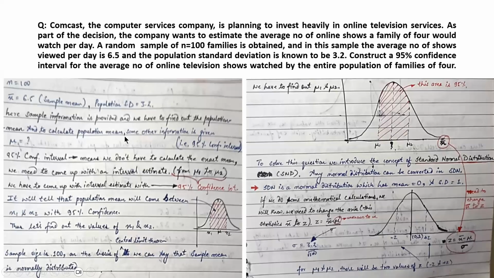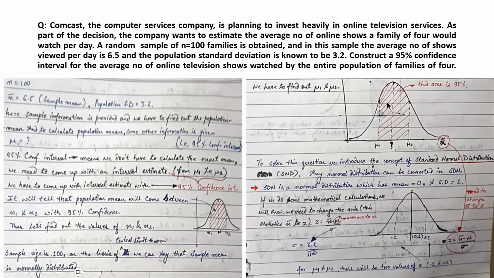Population mean is not given this time. We are given the sample mean. So what is the other information? That is the 95% confidence interval. This query is asking us to construct a 95% confidence interval.